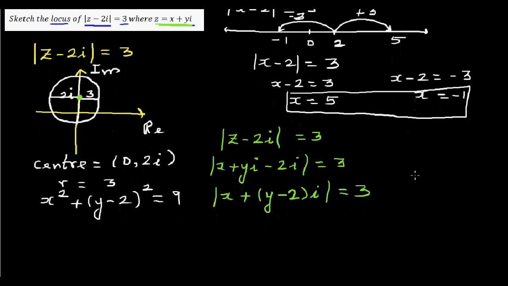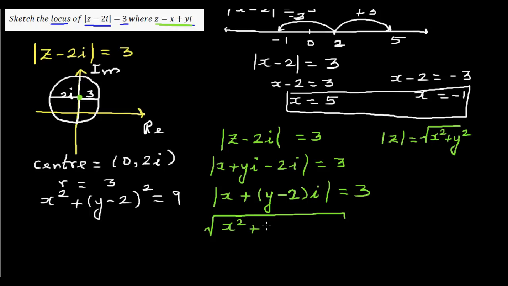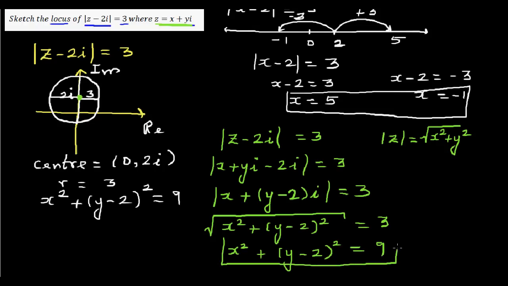So what does this mean algebraically? The formula of modulus of z is the square root of x squared plus y squared. So modulus of this would be the square root of x squared plus y minus 2 the whole squared, is equal to 3. And if you square both sides, this is x squared plus y minus 2 the whole squared is equal to 9. And that's what we got. So this is the locus.